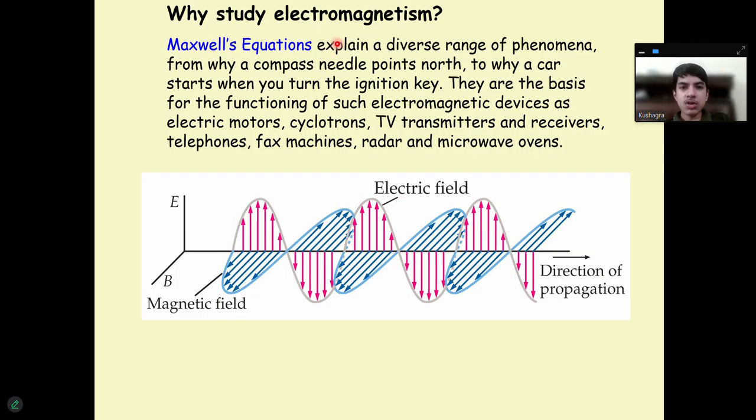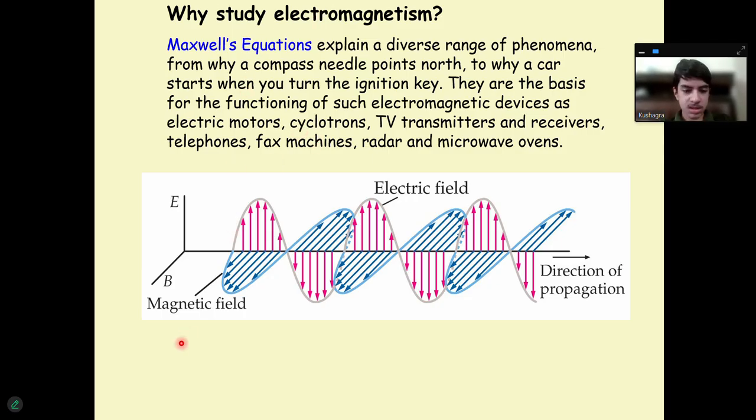So, why study electromagnetism? Well, Maxwell's equations explain a diverse range of phenomena, from why a compass needle points towards north or south to why a car starts when you turn the ignition key. They are the basis for the functioning of such electromagnetic devices as electric motors, cyclotrons, TV transmitters, receivers, telephones, fax machines, radar, and microwave ovens.